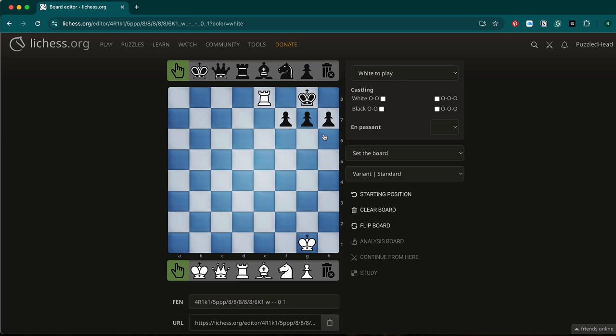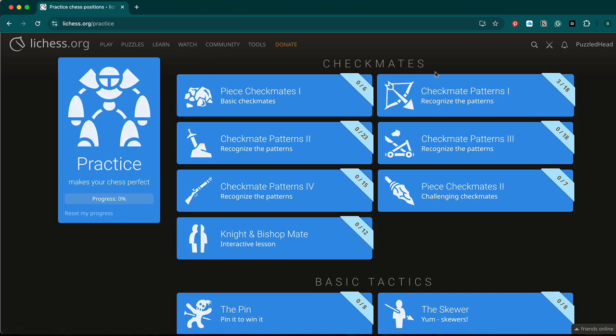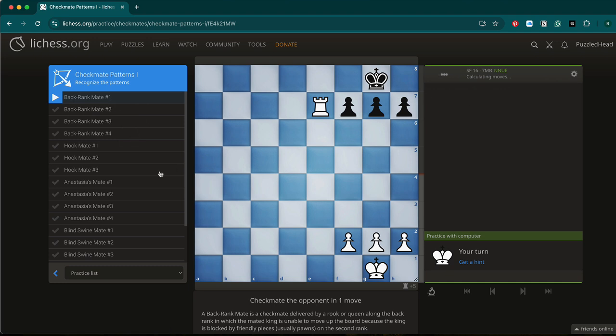And how can you practice yourself to identify these patterns as well as apply that in your games? There are two ways of doing it. One is go to Lichess, go to learn, go to practice. And there are 4 checkmate pattern sections, checkmate patterns 1, 2, 3, 4. Go and check out the patterns here.